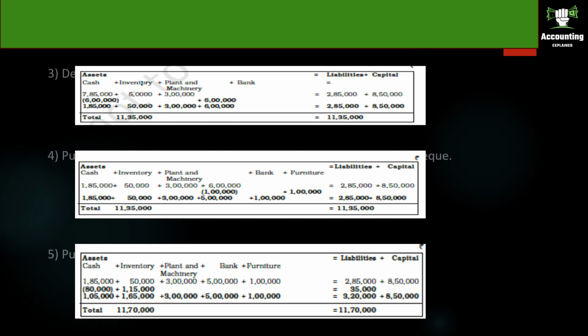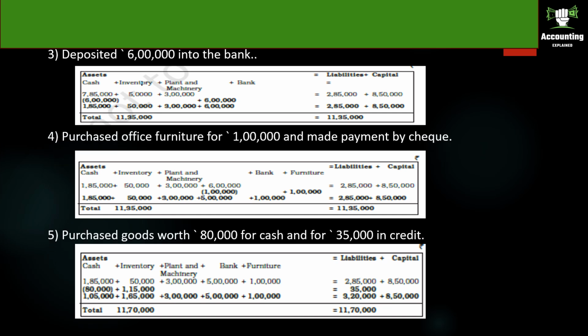Next transaction is deposited rupees 6 lakhs into the bank. Okay, so when you deposit money into the bank, your cash is going to be decreased and your bank account is going to be increased. So now we are taking the closing balance as such from the previous closing balance.